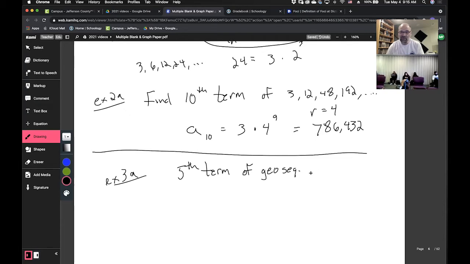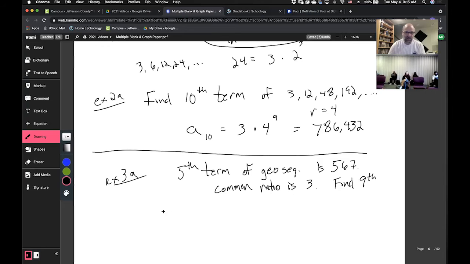Oh, the 5th term of the geometric sequence is 567. So it doesn't tell us the geometric sequence, but it does say the r value, the common ratio, is 3. So find the 9th term. Find the 9th. Okay. So how do we do that?